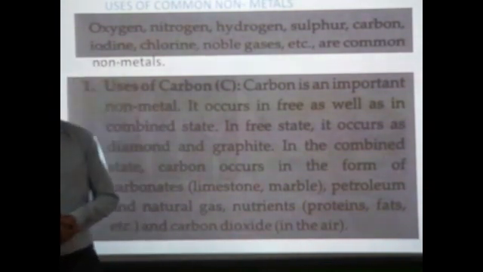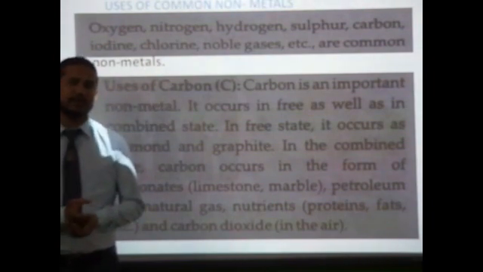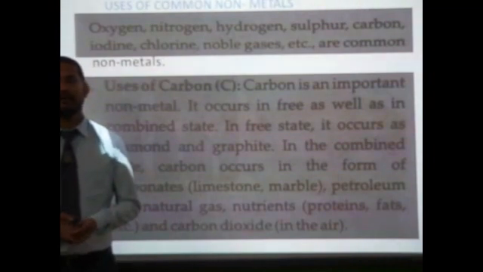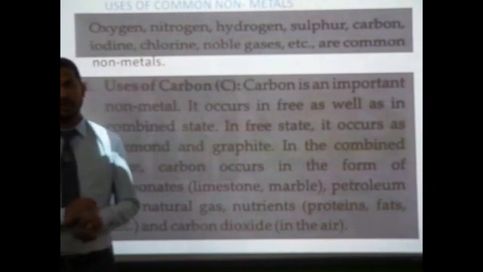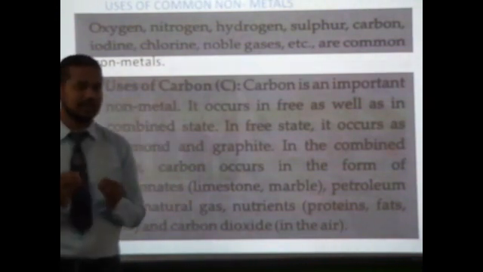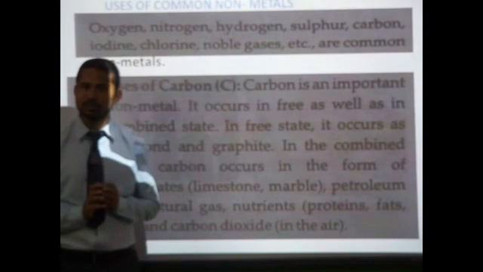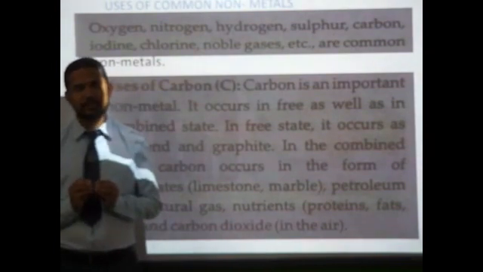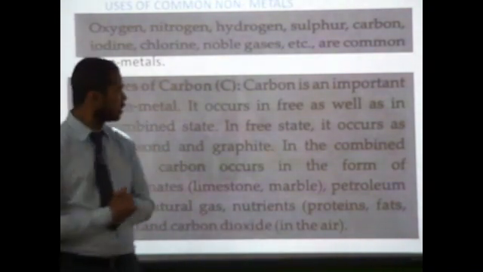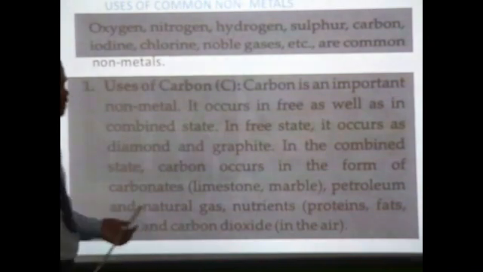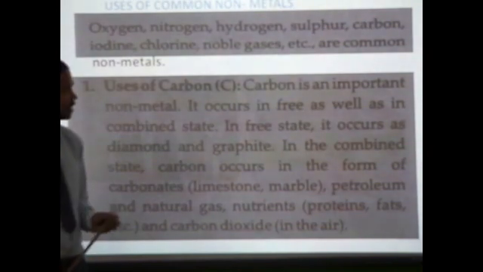Toothpaste, then plastic, then food also, carbohydrates, proteins, fats, vitamins, all these contain carbon. Glucose, even carbon dioxide. So most of the substances that we use in our daily life are made up of carbon. They contain carbon. So carbon exists in nature in its free form as well as in combined state.